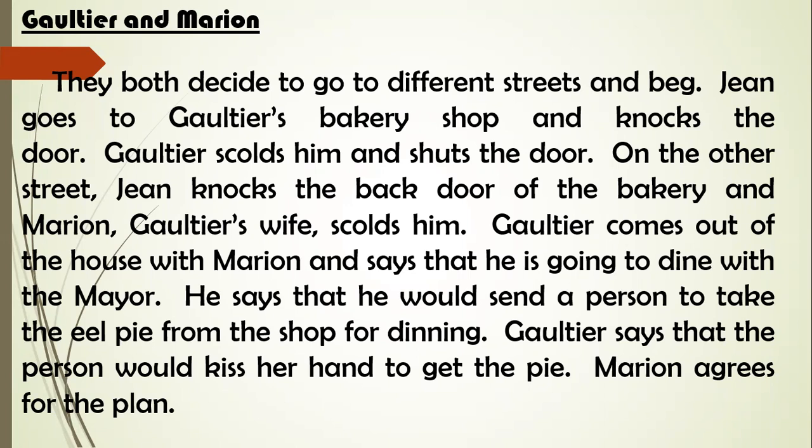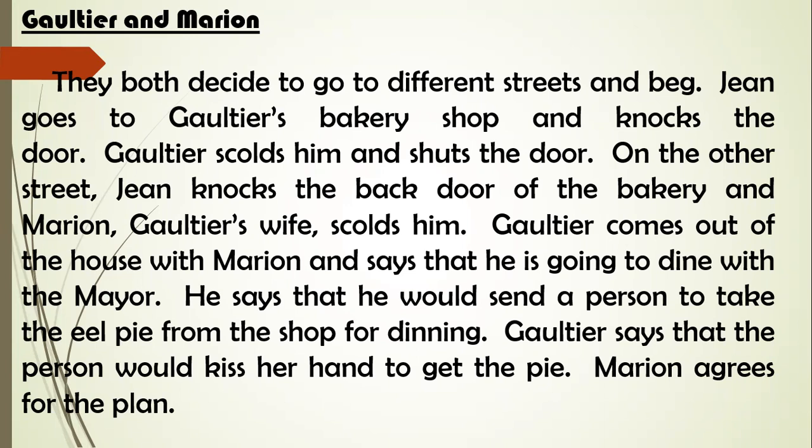Now Gaultier comes out of the house after some discussion and work. He is with Marion, and he says that he's going to dine with the Mayor that night. Jean and Perry were both sitting outside. They did not move after they were sent away from there. They were sitting on the bench there itself, waiting. But this was not noticed by Gaultier and Marion.